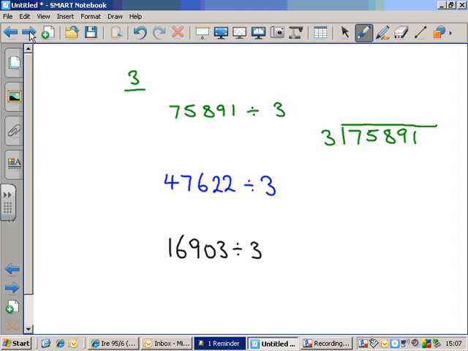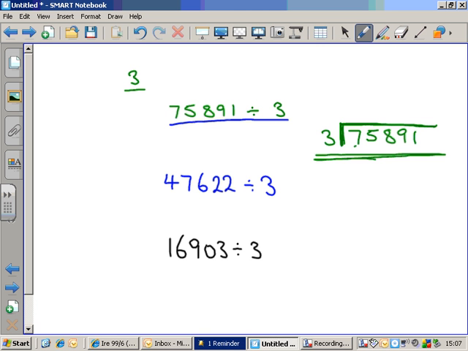3. I've chosen 3 big numbers, and we're going to divide them all by 3 first of all to see if they'll go. The first one is 75,891. Let's see if we can divide it by 3. I've written it out over here. Some of you call this a cage, some of you call it a bus shelter. Call it what you like. Here's how we set it out. We'll do it, rather than try to do it in our heads, we'll write it down.